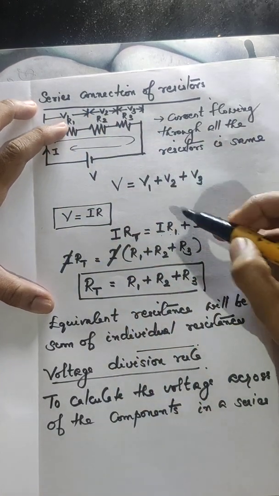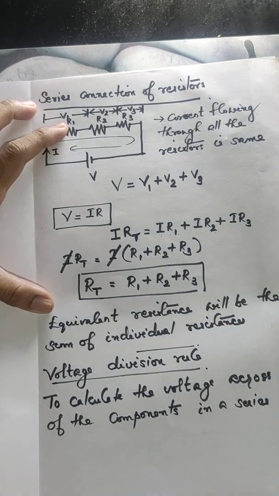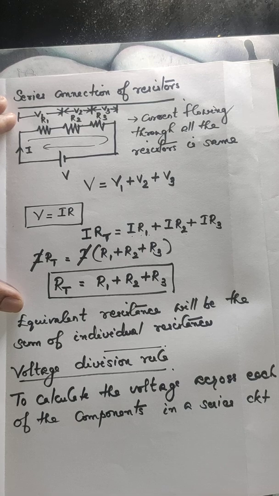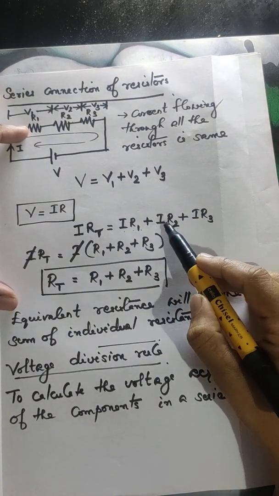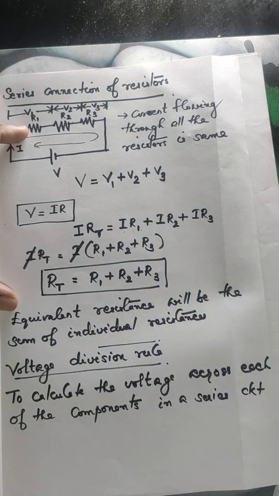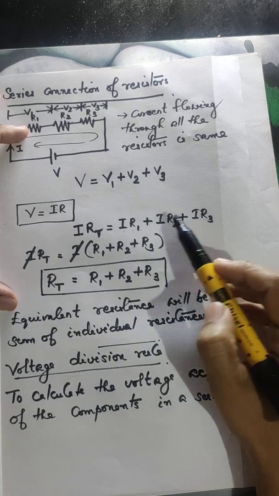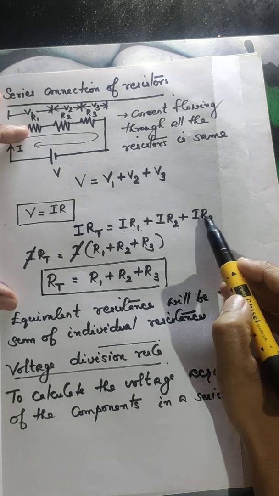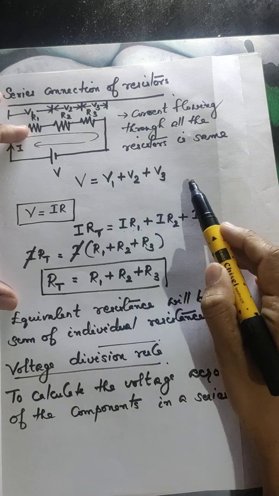As we have said, V1 is I into R1, V2 is I into R2 and V3 is I into R3. That means if we know the value of I, we can calculate V1, V2 and V3. If we know the value of I and then the value of resistors, we can calculate V1 as I into R1, V2 as I into R2 and V3 as I into R3. So if current is known, we can easily calculate these voltages.